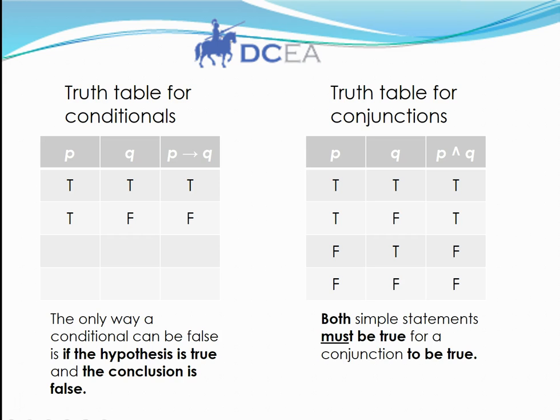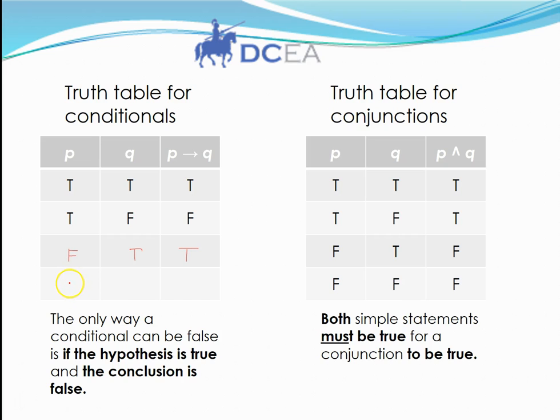Let's take a look at a truth table for conditionals. The only way a conditional can be false is if the hypothesis is true and the conclusion is false. This is different from when we were doing truth tables for conjunctions. In conjunctions, both statements had to be true for it to be true. So, in a truth table for conditionals, we have true, true, true, true, false, false, and then our next combination would be false and true, and this would still be a true condition as our answer.